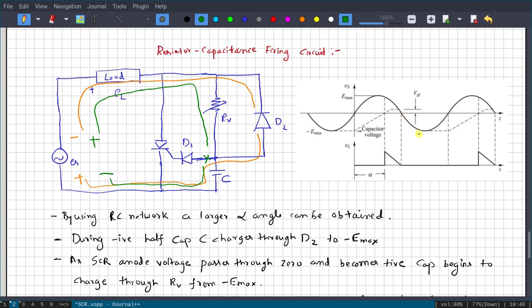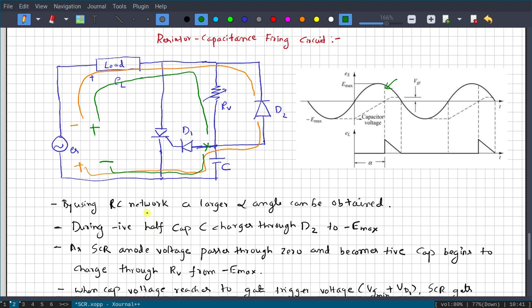Again, the capacitor voltage charges and attains the minus peak. Again, it charges towards the positive, and when it reaches this point, the voltage at the capacitor will be sufficient to trigger the SCR. So it starts conducting, and you will see the voltage across the load. Here alpha is the angle between this. The advantage of this circuit is that we can have a larger value of alpha that we were not able to get in the resistance firing circuit. By using an RC network, a larger alpha angle can be obtained.